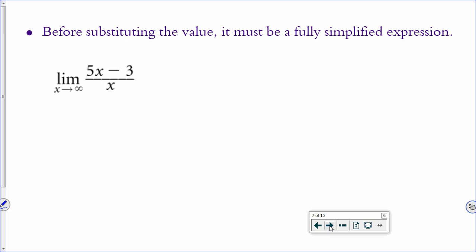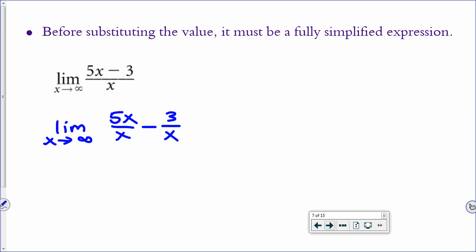In this case, it looks pretty good, but I could simplify this even a little further and make the limit easier for myself to do. So the limit as x goes to infinity, right? We're not going to evaluate that yet. We're going to simplify this to 5x over x minus 3 over x.